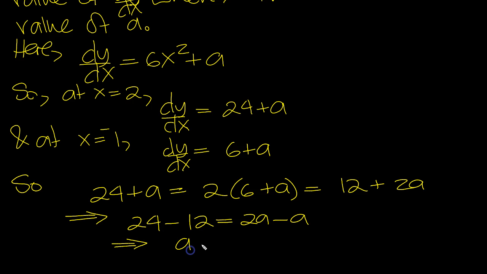Read from right to left, a is equal to 24 take 12 is 12. So a equals 24 take 12 is 12, and I've written it down from right to left. a is 12. So we needed to find the value of a, which we've done.